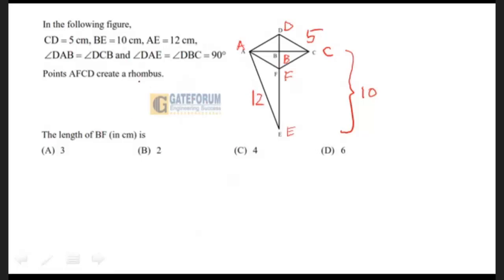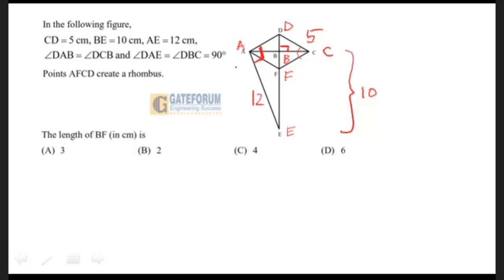DAB is equal to DCB, which is absolutely okay because that is the property of a rhombus. These angles will be equal. DAE is equal to DBC. DAE is equal to 90 degrees, and DBC is also 90 degrees. Again, that is also true because the diagonals of a rhombus always intersect perpendicularly to each other.